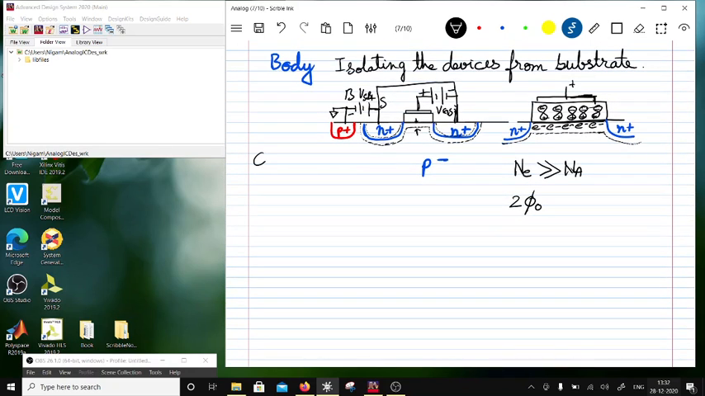Now if you remember, the built-in potential is kT over Q ln of Na Nd over Ni squared. So basically Nd and Ni cancel out, and you will have Na over Ni in this case. So when this potential is more than this, plus it's more than the semiconductor-metal work function.